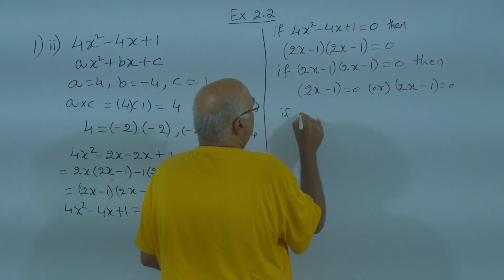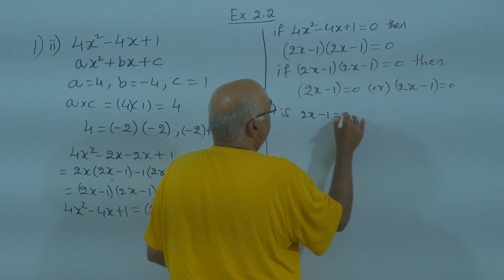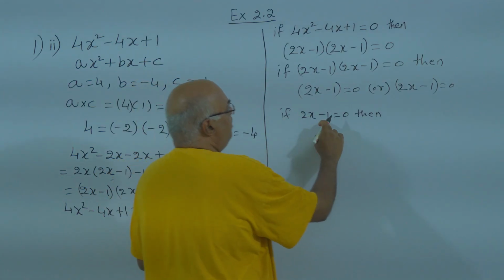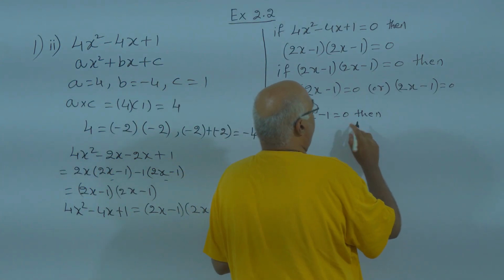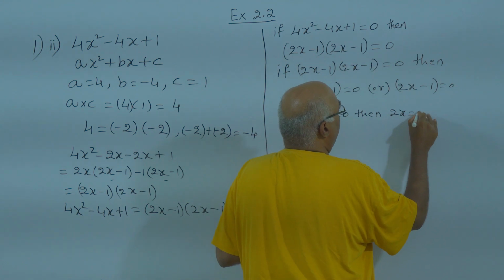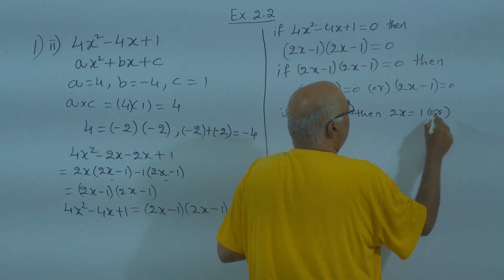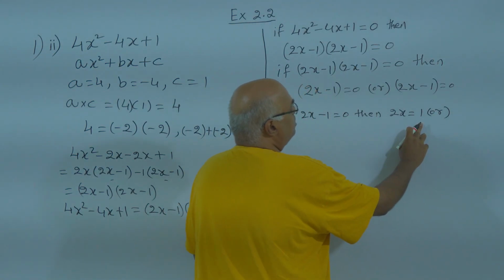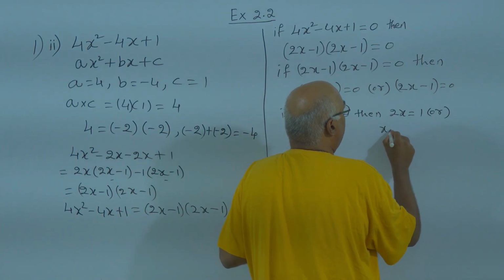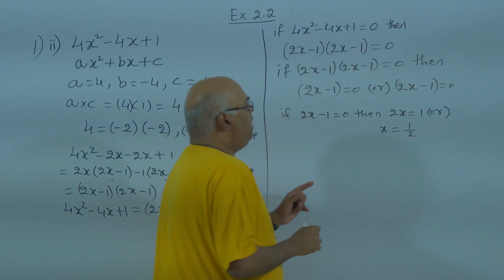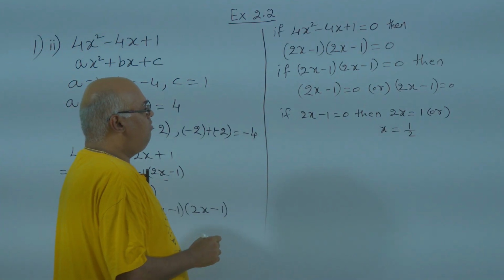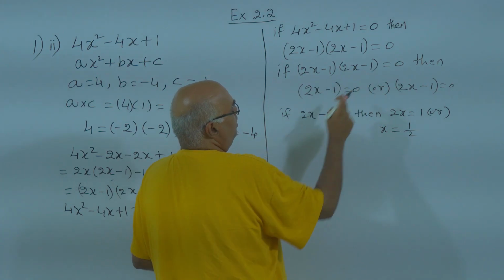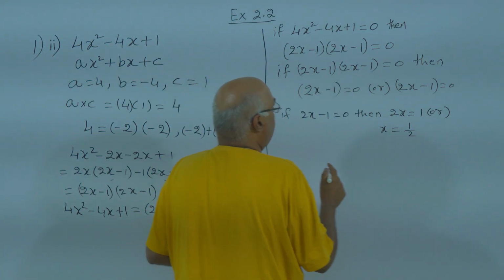If 2x minus 1 is equal to 0, then see here, on the left side of the equal to sign I have minus 1. If I take this minus 1 to the other side of the equal to sign, it will become plus 1. So 2x is equal to plus 1. See here, 2 is multiplying x. If I take this 2 to the other side of the equal to sign, it will divide. So x is equal to 1 by 2. In the same way, if you solve the other 2x minus 1, even then we will get the value of x as 1 by 2.